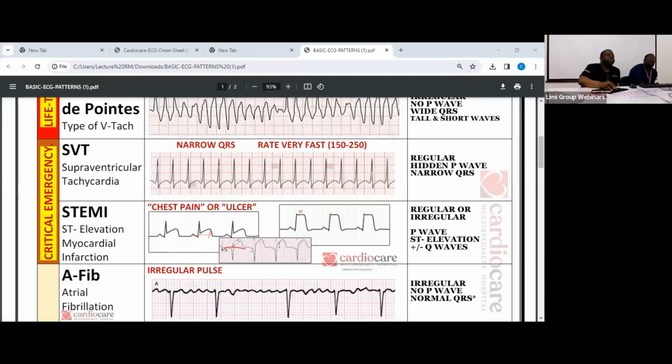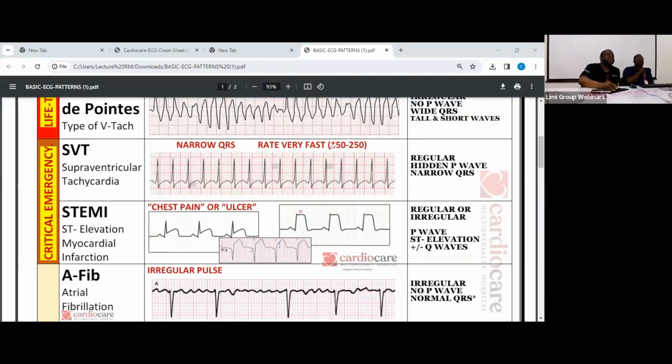This one must not be missed by anybody that attended this webinar. You can see this one that looks like a tombstone, and it's all the way up. These kinds of patients, anybody who has chest pain or ulcer, and you have this ST elevation, it is an emergency.